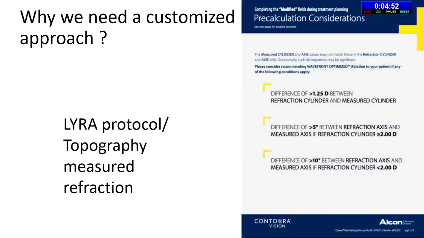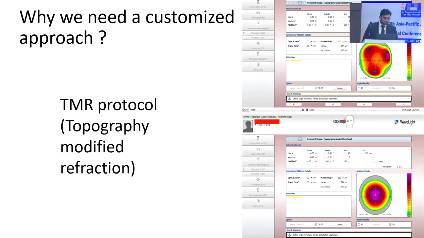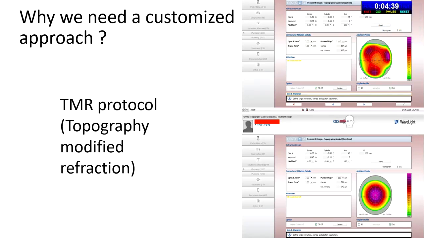Why do we need such an approach? Because the Lyra protocol, ALCAN, gives you FDA-approved guidelines within which you can do the procedure, beyond which they suggest not to do the procedure. To overcome this problem, we started doing topo-modified refraction, where we try to correct the entire topolizer astigmatism. However, it's not taking into consideration the posterior corneal astigmatism, as a result of which we saw some surprises and axis flip which kept happening.